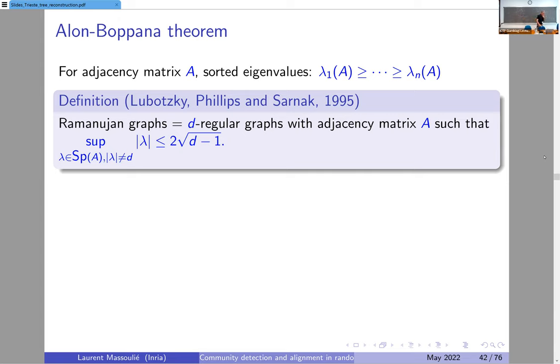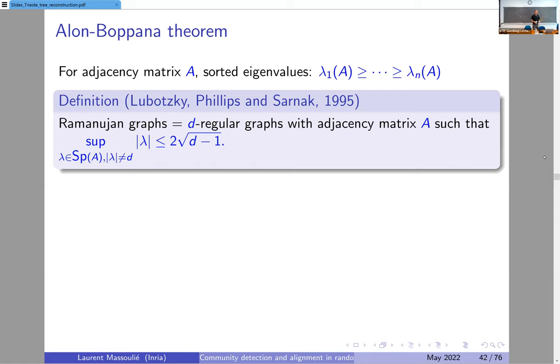And so why this value? Well, such Ramanujan graphs have a spectral gap between d and the next eigenvalue that is d minus twice the square root of d minus 1.